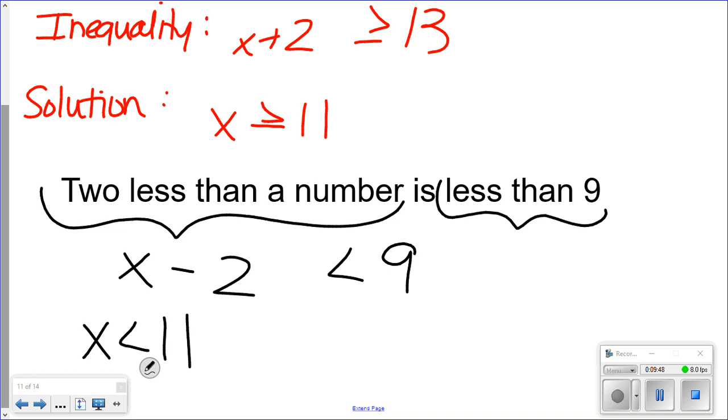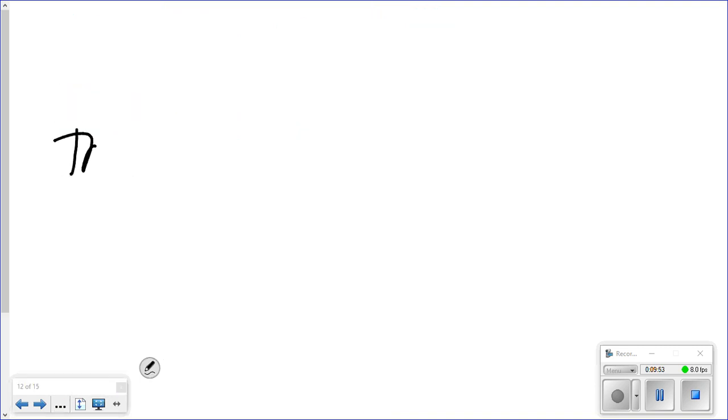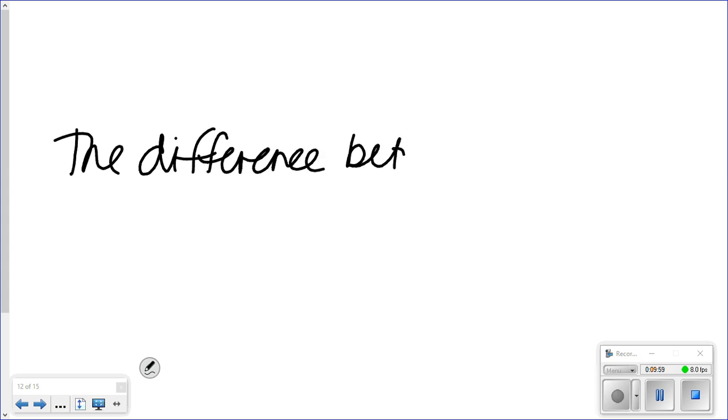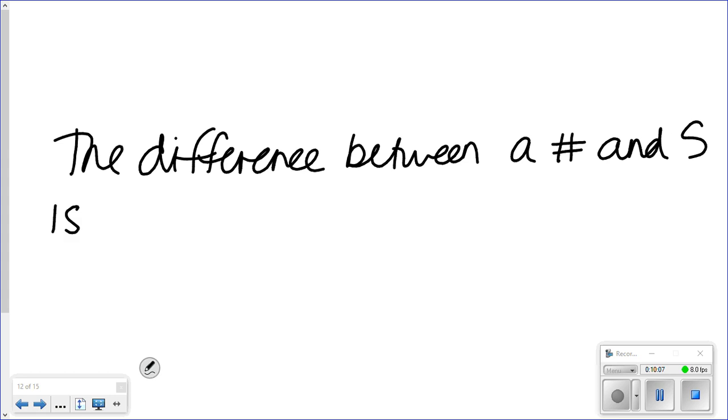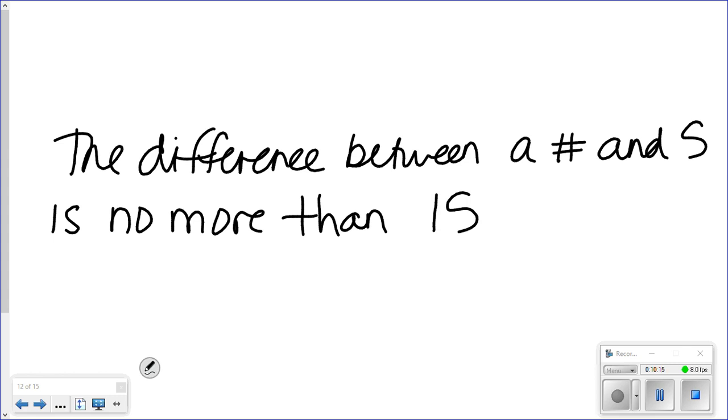Anything? All right, I'm going to do a few more here with a few more different words. The difference between a number and 5 is no more than 15. Figure out what this is going to be.